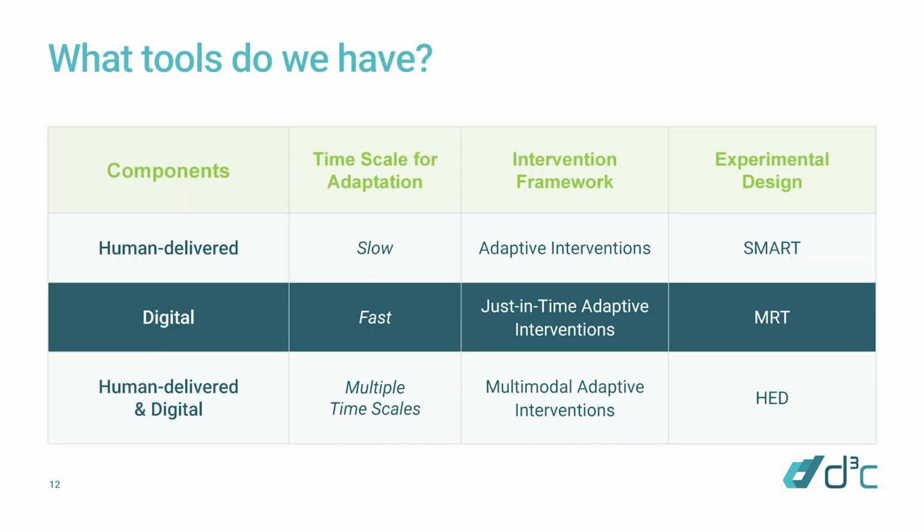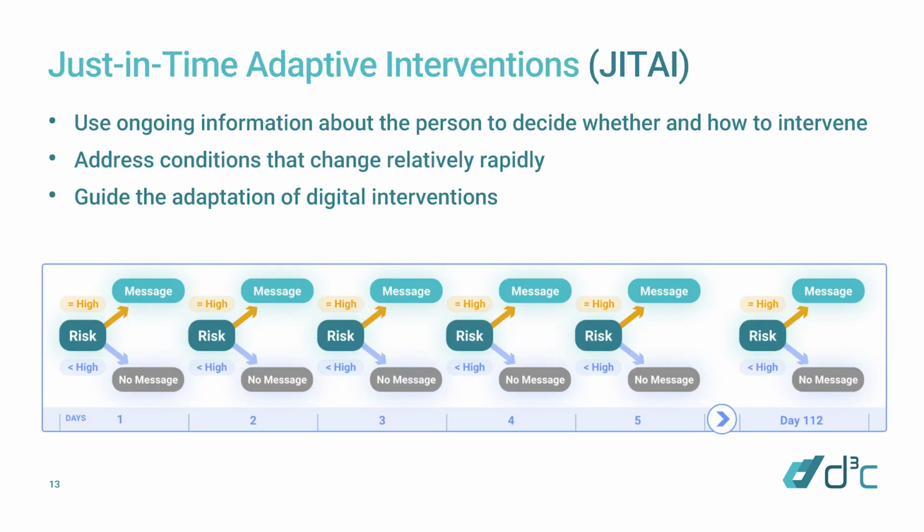All right, so now we're ready to talk about JEDIs, because a JEDI, just like an adaptive intervention, is an intervention delivery framework that guides how we should adapt interventions in practice. But JEDIs are special because in JEDIs, the adaptation happens on a much faster time scale, every few days, hours, minutes, seconds. Why? Because we're trying to address conditions that change relatively fast. And these conditions are not just changing fast, they're also changing in people's daily lives, outside of standard treatment settings. That's why JEDIs typically guide the adaptation of digital components, because with digital components, we can adapt rapidly and we can deliver interventions in the real world.